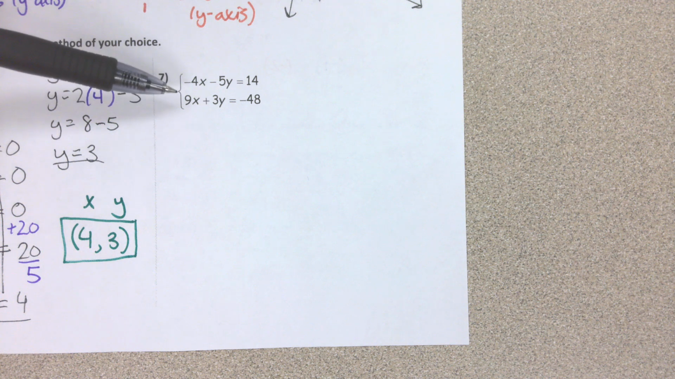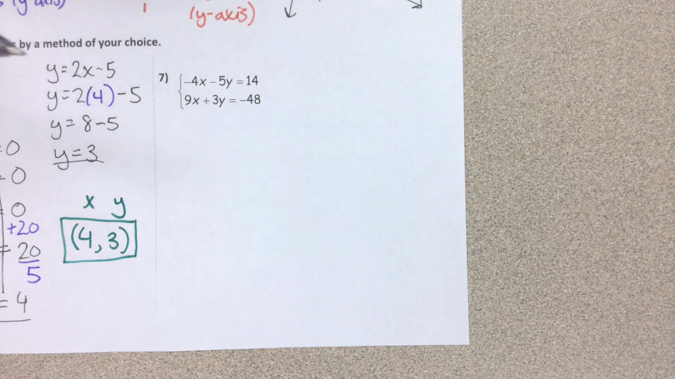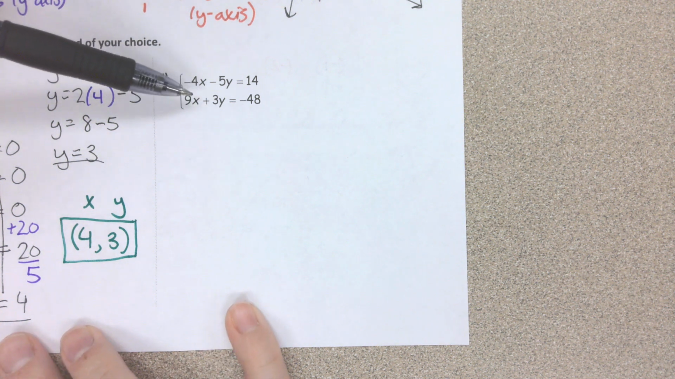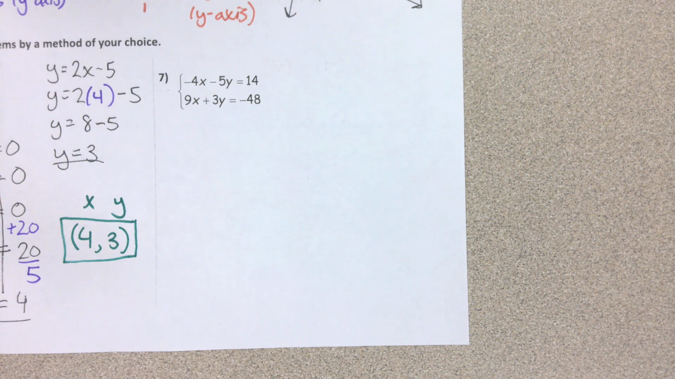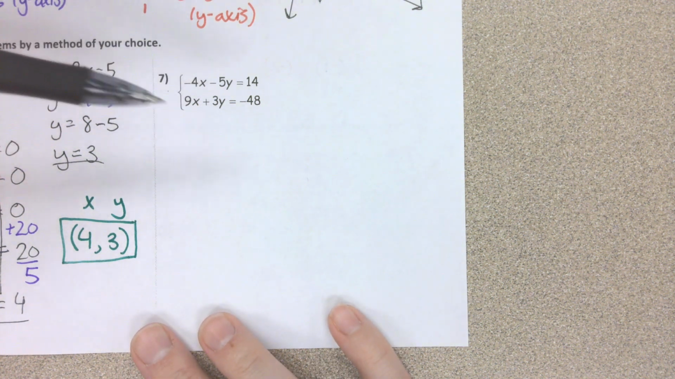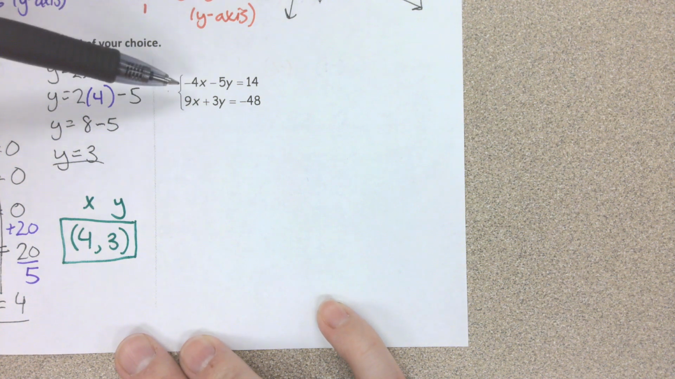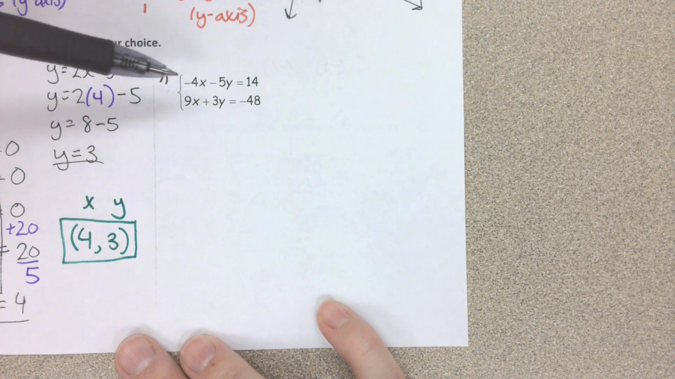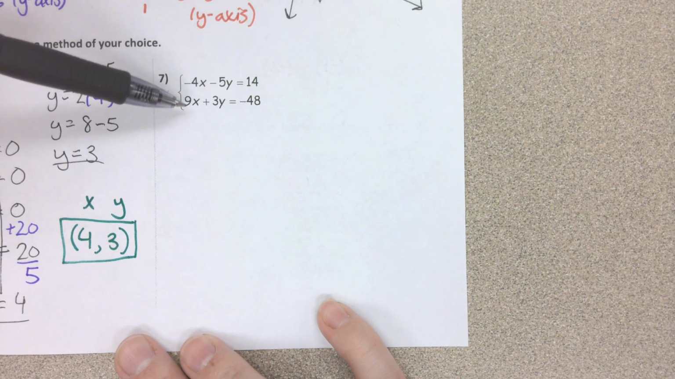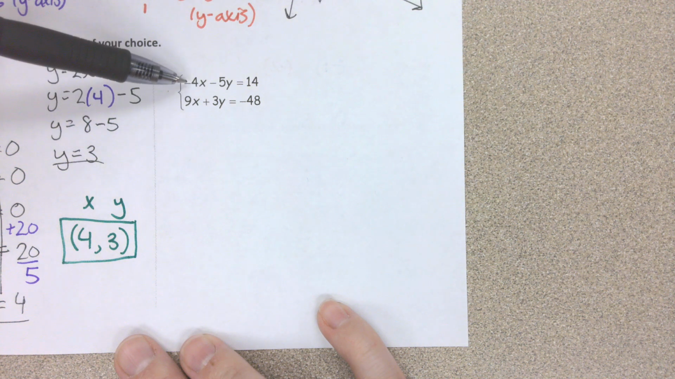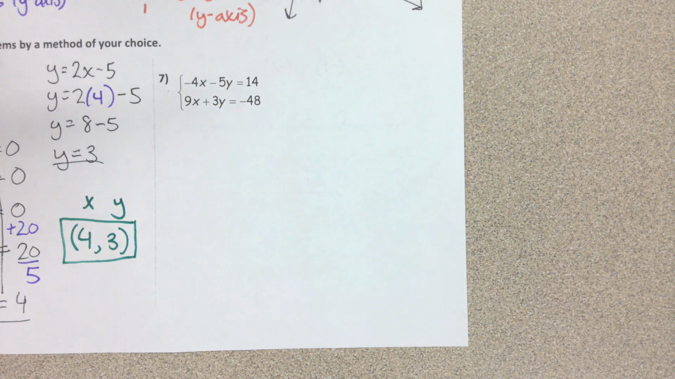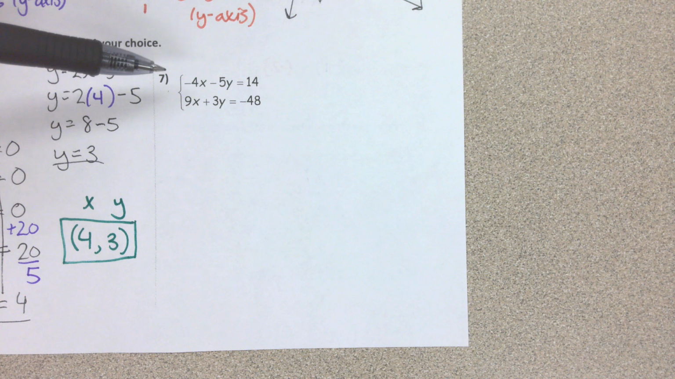This one is asking to be solved with elimination. I can tell because both equations have x and y on the same side. That's a clear indicator that elimination is going to be best here. So we need to figure out which letter we want to eliminate. Which one's going to be easier to eliminate? Let's look at the x's. My numbers are negative 4 and 9. The numbers are different, which is going to make things more difficult, but the signs are also different, which is what we want. We want a positive and a negative, so that's good.